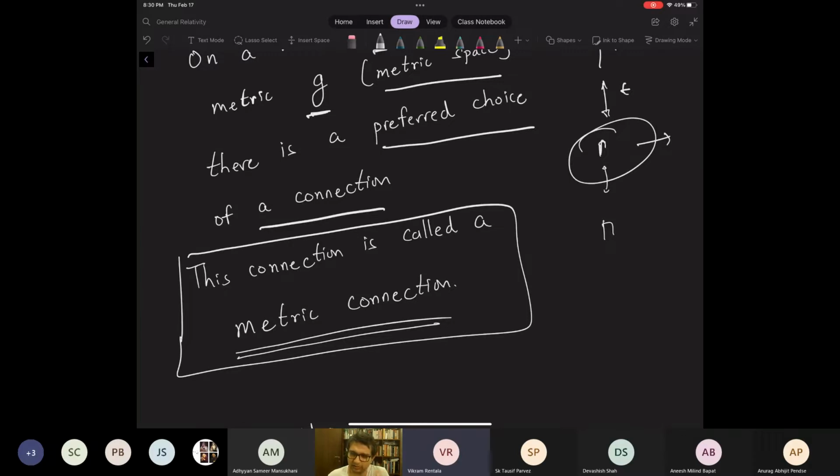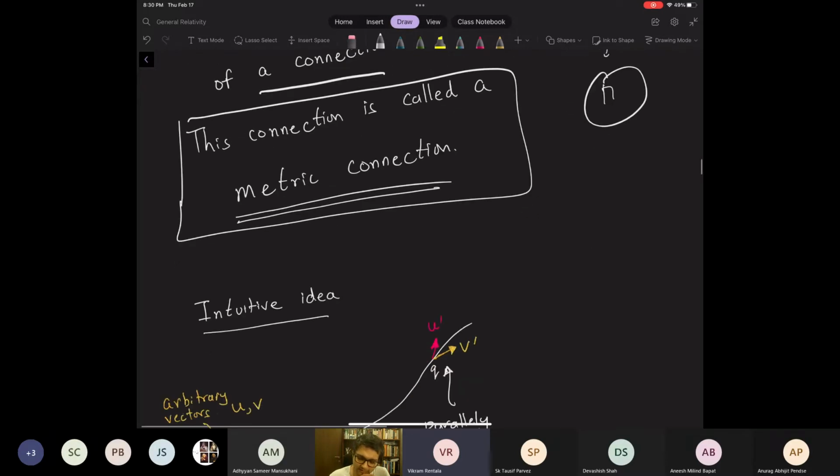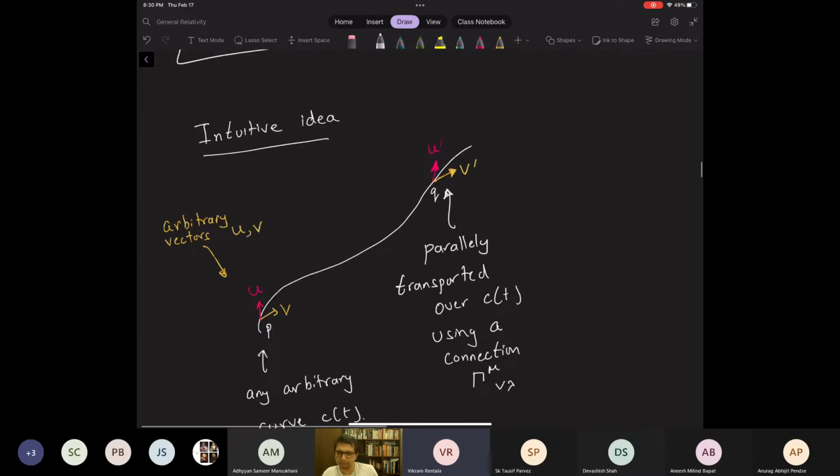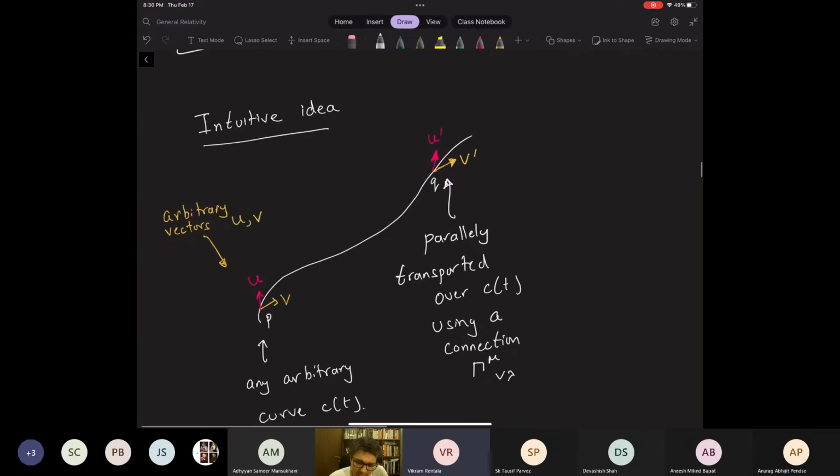Okay, so one of these tensors is preferred, and that's one of these connections. The choice of these connections is preferred, and that choice is called a metric connection. So let's get the intuitive idea of why there's one particular choice which is preferred. Okay, so the idea is something like this.